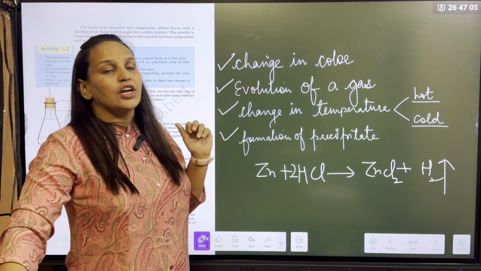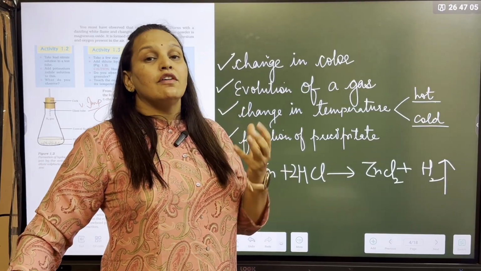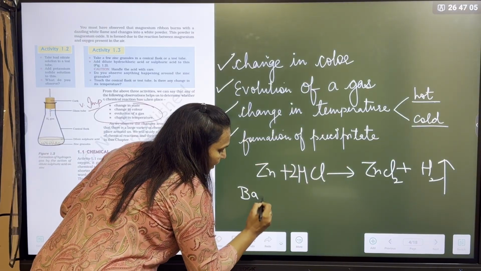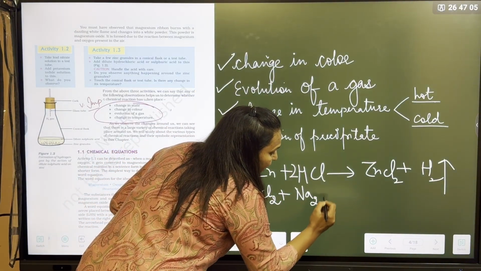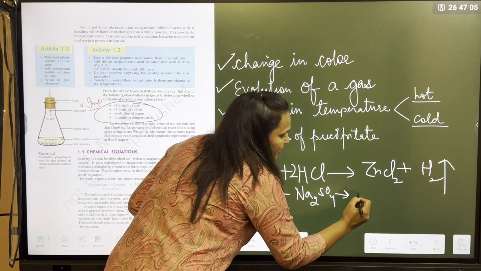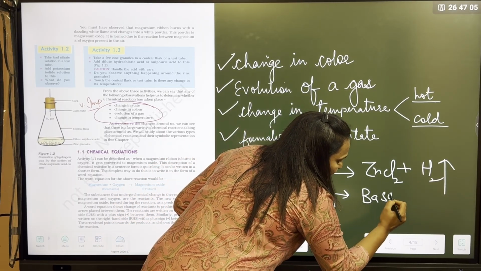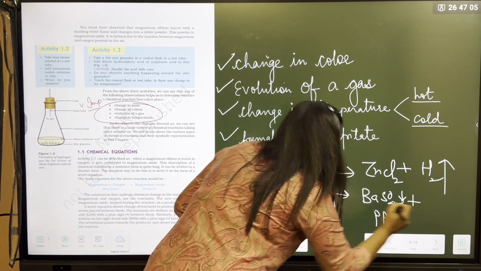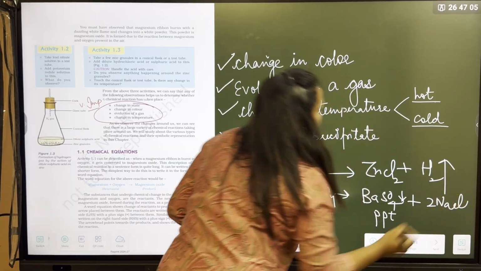Or formation of precipitate. For example, if an aqueous solution of barium chloride reacts with sodium sulfate, we see the white precipitate of barium sulfate, plus 2NaCl. So this is one observation.